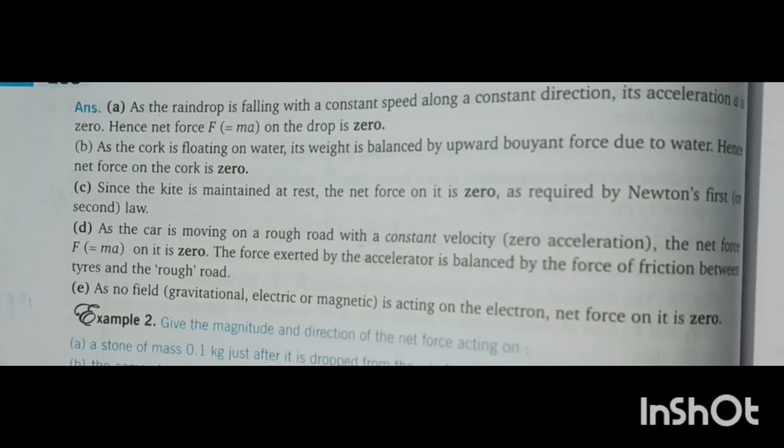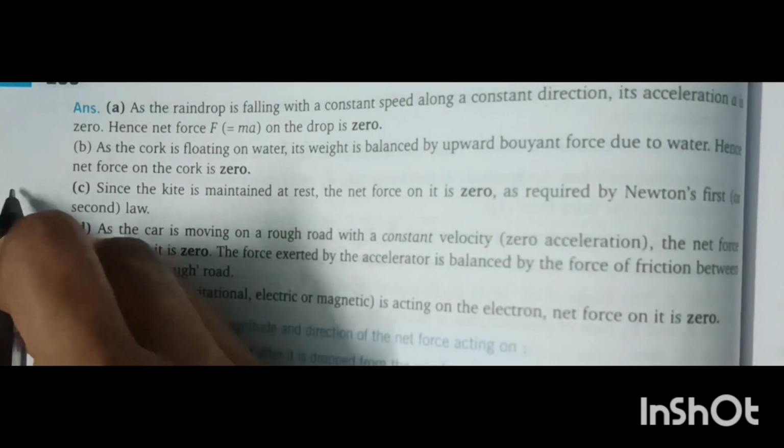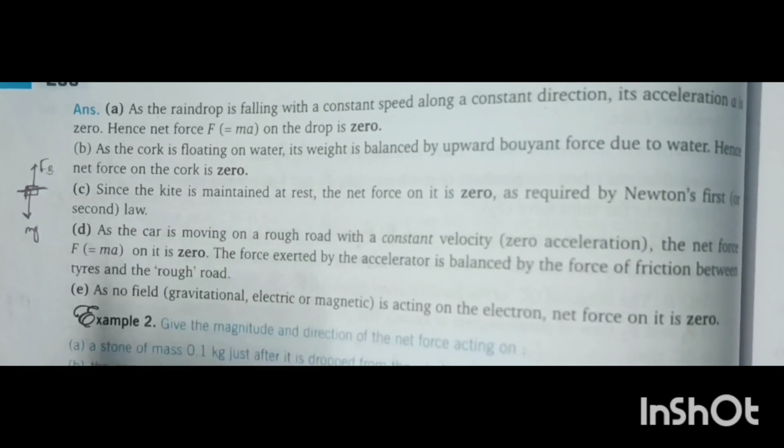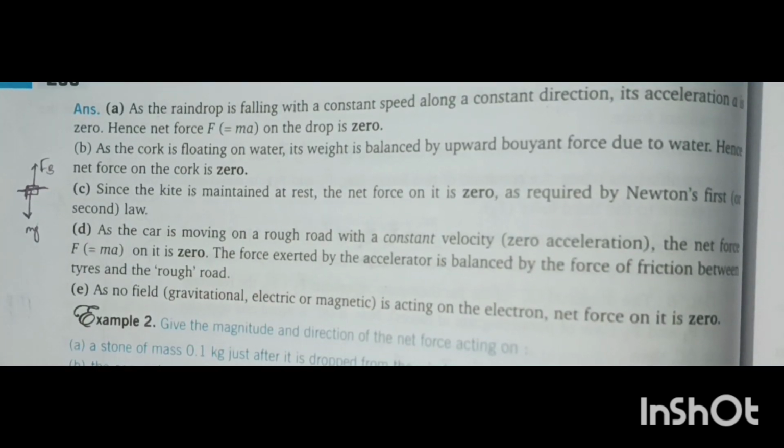In the second case, we have seen the cork is floating in the water. If the cork is floating in the water, then its weight is balanced by the upward buoyant force. So we should know this. Suppose it is floating in the water and its weight mg is acting downwards, and force of buoyancy will act vertically upwards. So these two forces balance each other. So the net force on the cork will be 0 again.